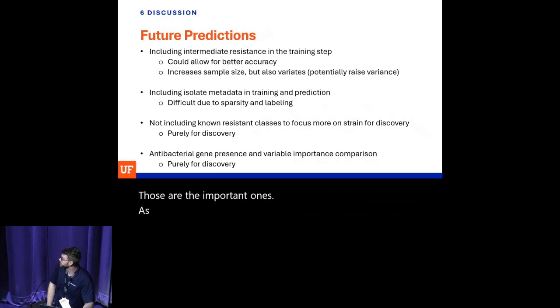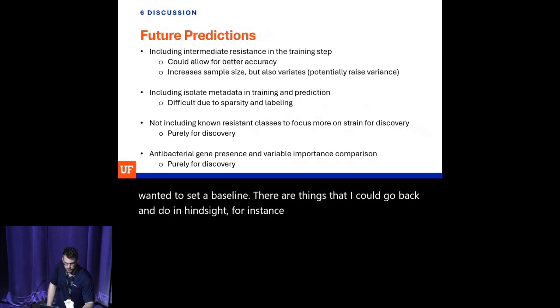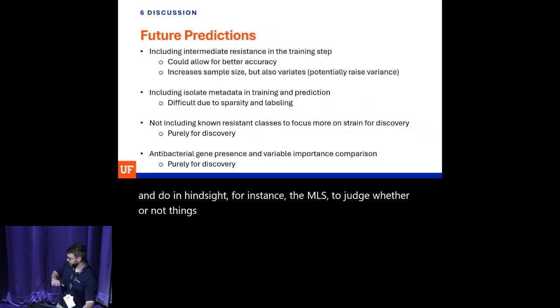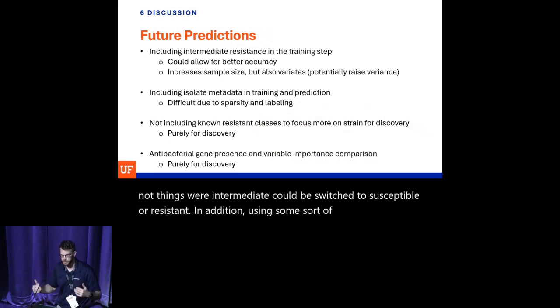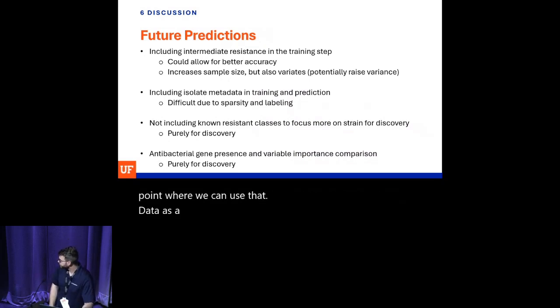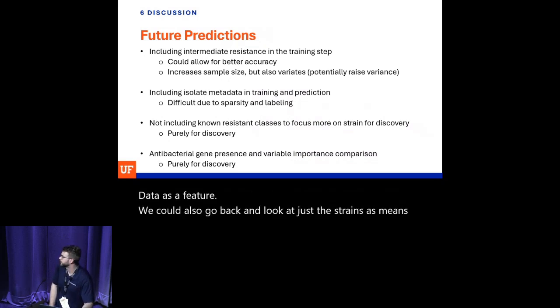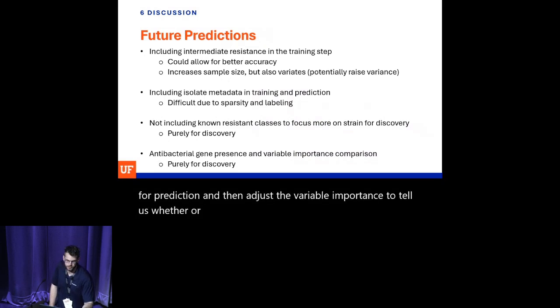As far as going forward with this, there wasn't too much. We wanted to set a baseline. There are things that I could go back and do in hindsight. For instance, the MICs to judge whether or not things were intermediate could be switched to susceptible or resistant. In addition, using some sort of LLM to go through and actually redefine the inconsistent reporting and get it to a point where we can use that data as a feature. We could also go back and look at just the strains as the means for prediction and then adjust the variable importance to tell us whether or not certain strains will be resistant, and that could be really useful.